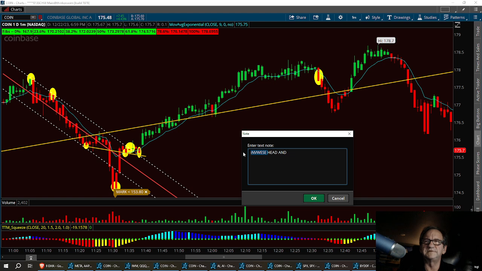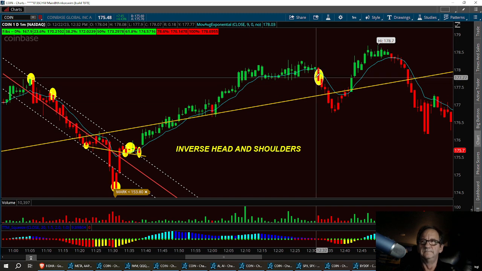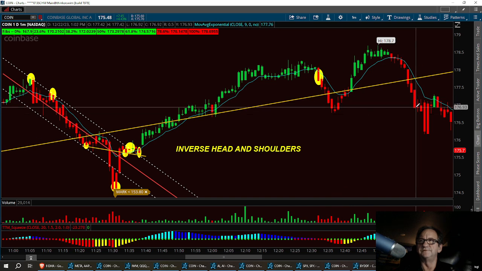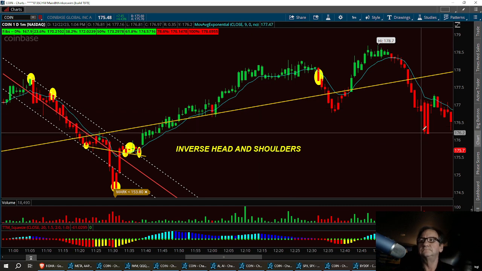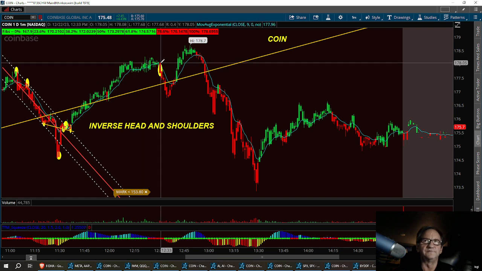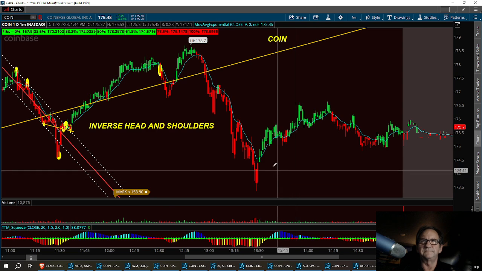Already off to a bad start. Boom, there we got it. Inverse head and shoulders. Same thing right here. You got another one, inverse head and shoulders. You got another one right here, inverse head and shoulders. As long as it stays above that 9, you're still in the trade. Once it breaks down below it, you get out. Take your profits.